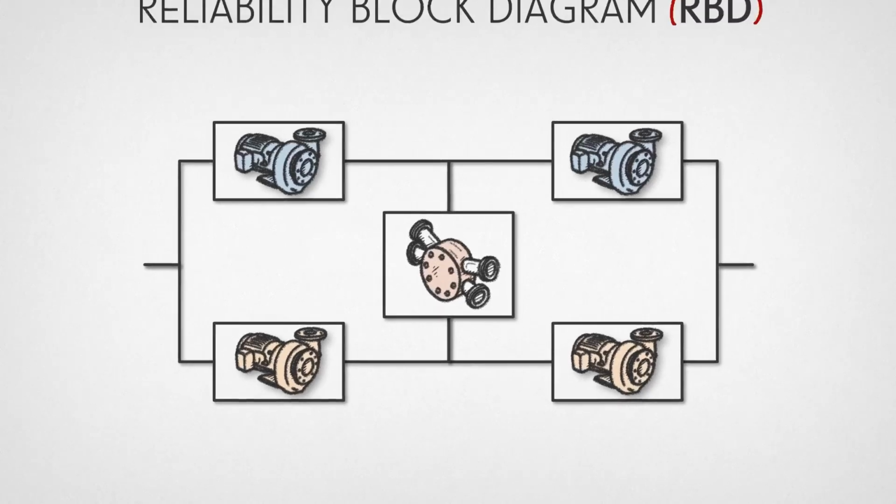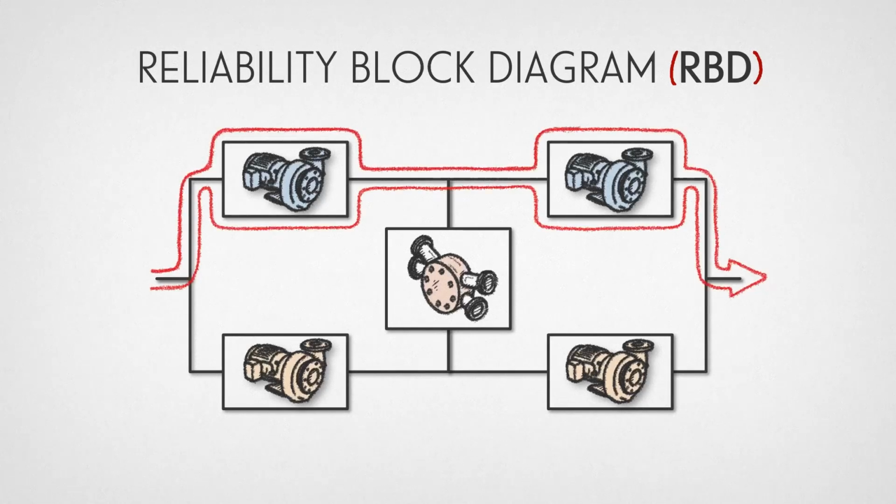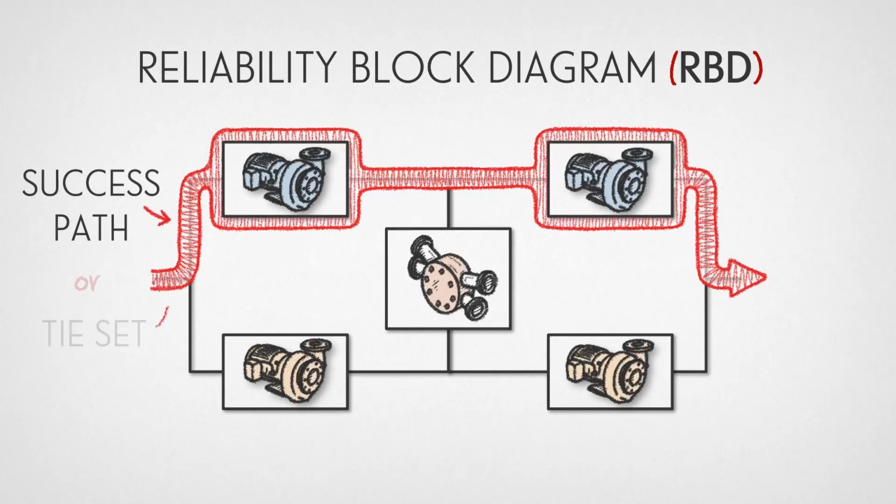This is called a reliability block diagram, and each shape within it is called a block. The idea here is that if we can draw a line from one side of the diagram to the other, passing through blocks that represent components that have not failed, our system is still working. A line like this is called a success path or a tie set.